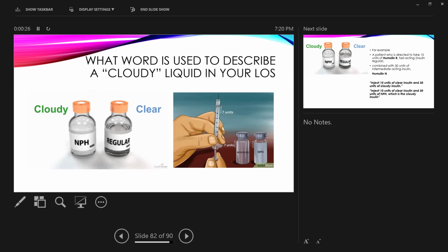First, you must know how to say cloudy. This term is used a lot when a person is being taught how to use insulin, so you will definitely be interpreting this term. You should know what term is used to describe a liquid as cloudy in your language of service. So in these pictures, you should be able to note what I mean by cloudy and choose the appropriate word for describing a cloudy liquid in your language of service.